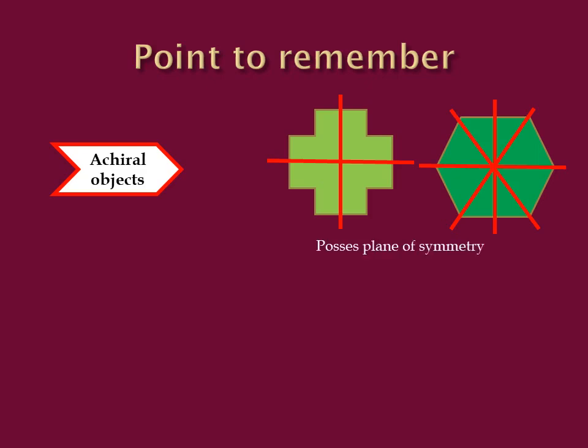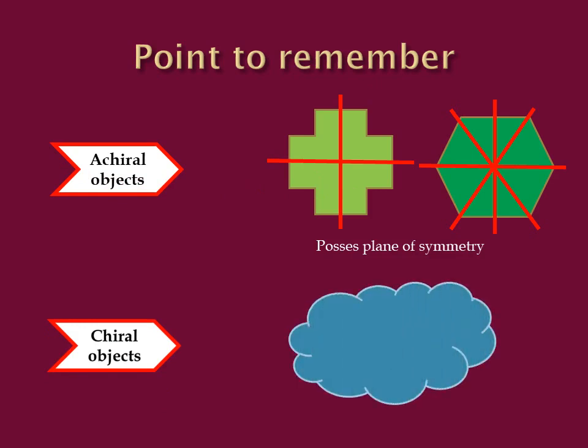And students, always remember, the greater the planes of symmetry, the more symmetrical or achiral the object is. Chiral objects will not have planes of symmetry. You cannot divide them by passing a plane into two identical or equal halves.